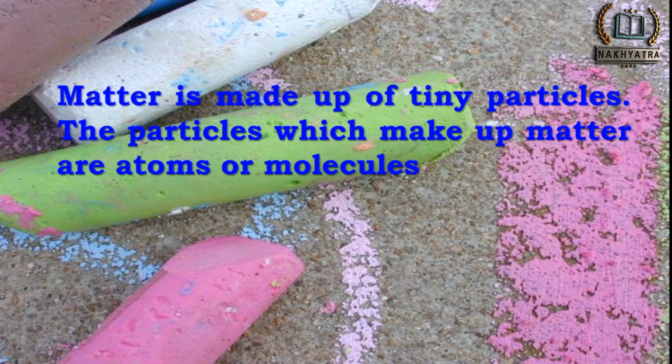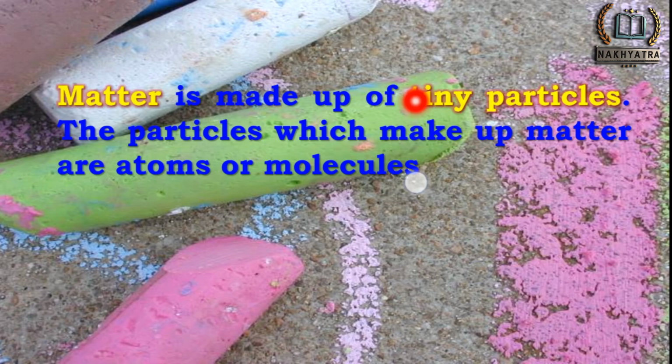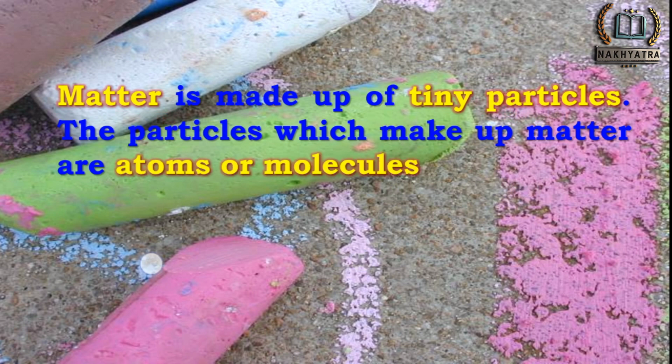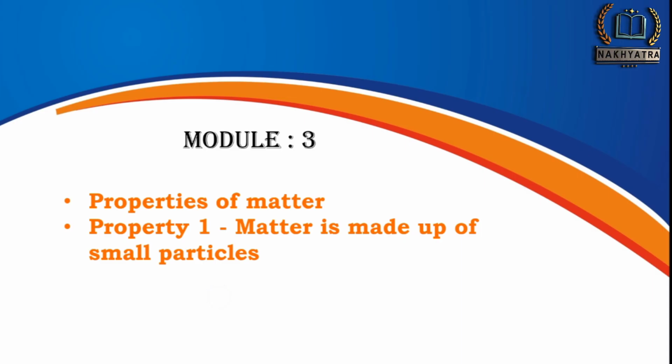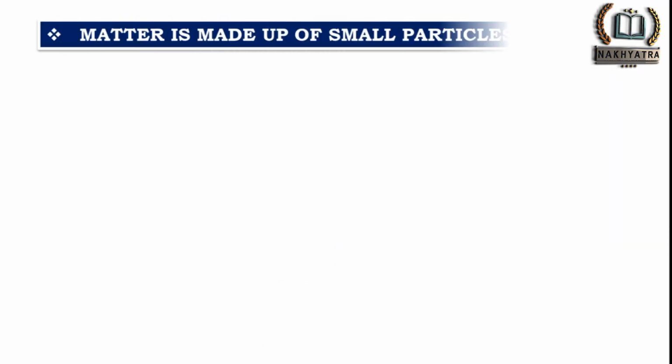Now you might be thinking what matter is made up of. Matter is made up of tiny particles. And the particles which make up matter are atoms or molecules. Clear? Now in module 3 we will see the properties of matter. In the first property we will see that matter is made up of small particles. Okay, now let us see that.